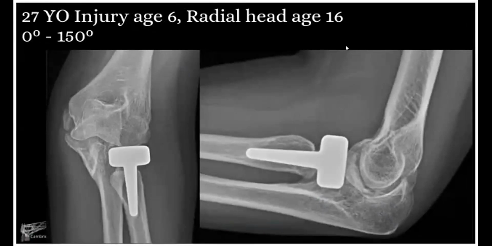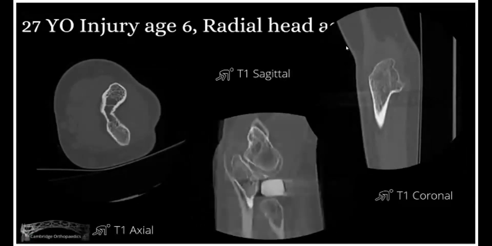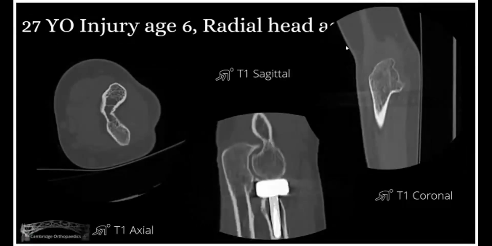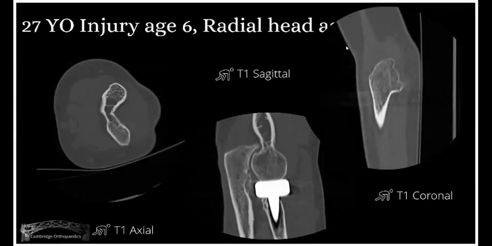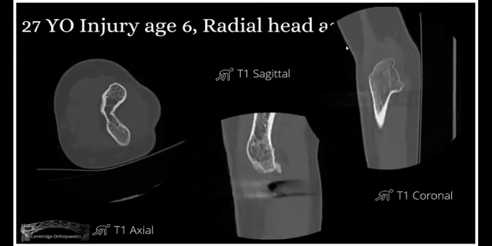We see a 27-year-old who had a radial head replacement at the age of 16 with an arc of movement from 0 to 150. And when we play the sagittal films, we can see the marked ulnar-humeral arthritis with peaking of the coronoid and the tip of the olecranon and radiocapitellar arthritis.